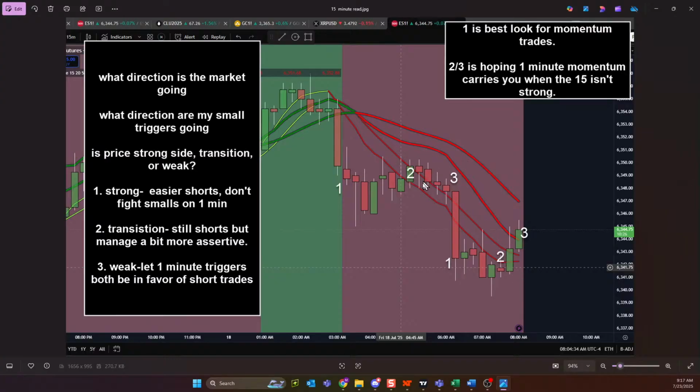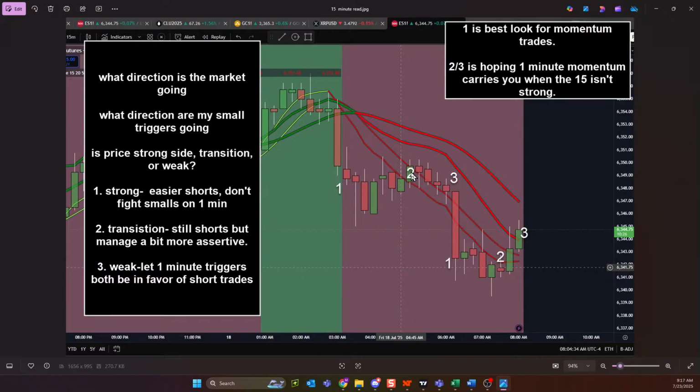So the idea here is that I do have momentum on that 15-minute chart. There's separation between the small and large. My brain should be thinking short trades only. But there's three sides of the triggers. There is the left side, and when price is left of the triggers, guys, it's strong. This is where we're looking for momentum style trades. This is where the market really is more likely to continue down.